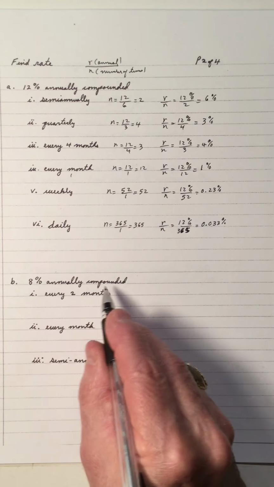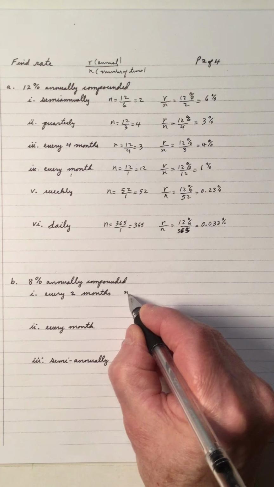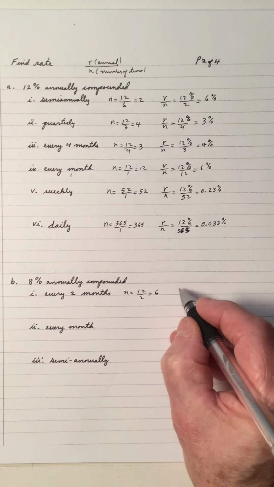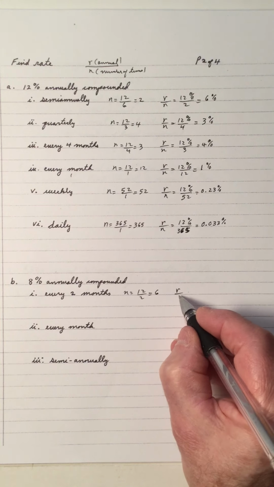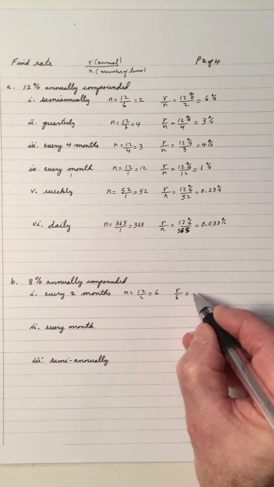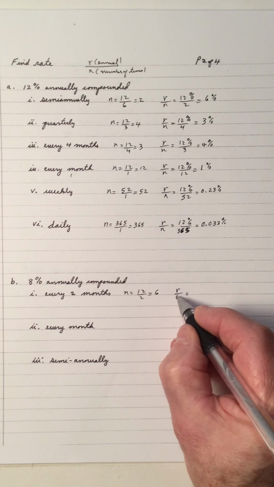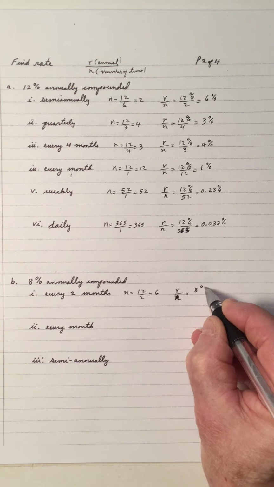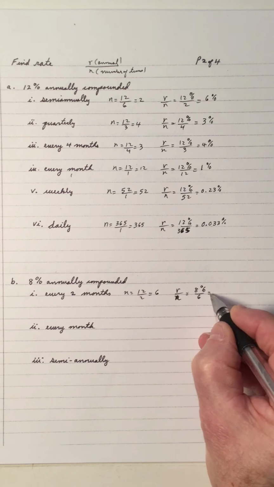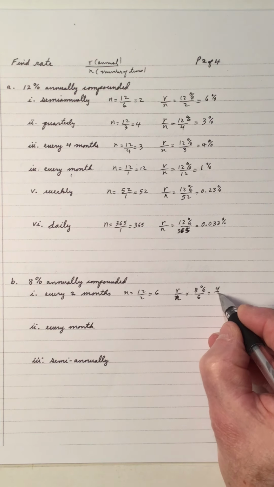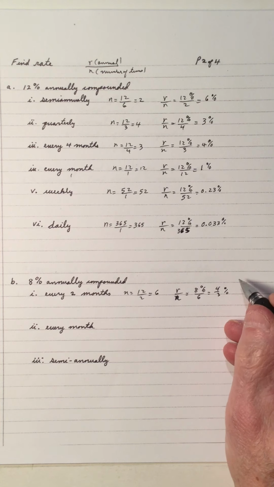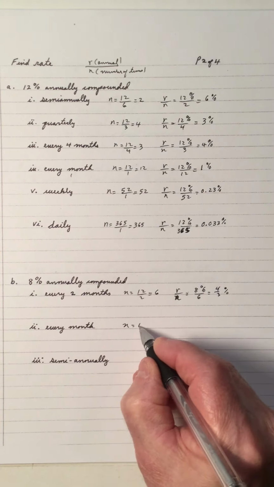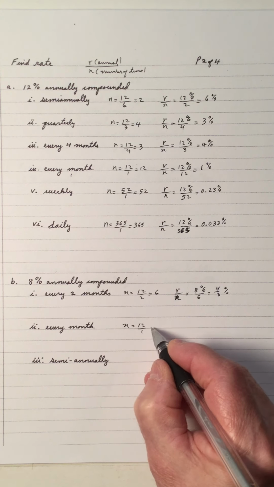And don't forget, you can pause your video. The annual rate of 8% compounded every 2 months. So your number is 12, every 2 months, so it happens 6 times. So your rate divided by 6 is the rate divided by n. Let's put an n there. So it's 8% divided by 6. So you get 4/3%, or 1 1/3%.